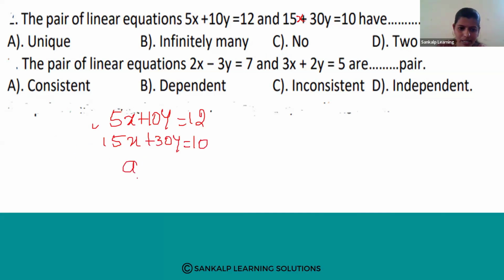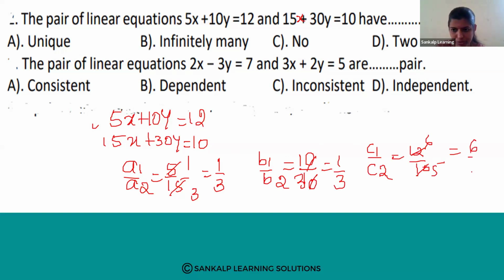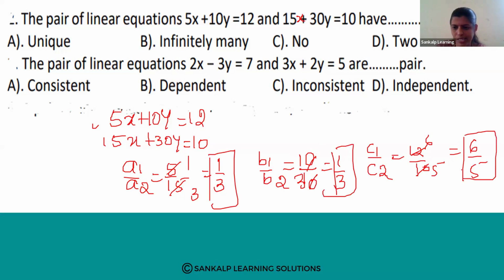Again compare the ratios. a1 divided by a2, 5 divided by 15. 5 ones are 5, 5 threes are 15, that means 1 divided by 3. b1 divided by b2, b1 value is 10, b2 value is 30. So again you will get 1 divided by 3. Check c1 divided by c2. 12 divided by 10, 2 sixes are 12, 2 fives are 10. Therefore, you will get 6 divided by 5. That means here a1 divided by a2 is equal to b1 divided by b2, but it is not equal to c1 divided by c2.